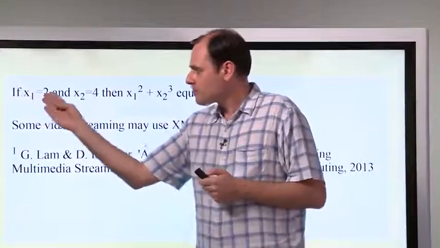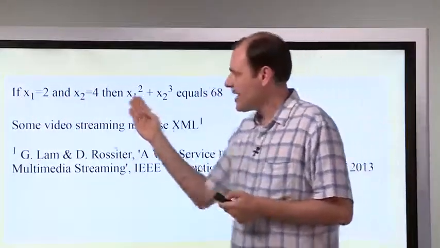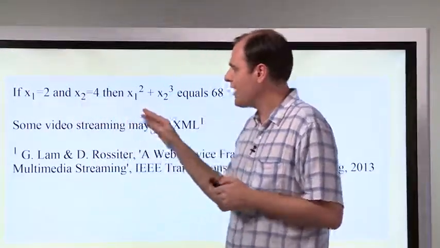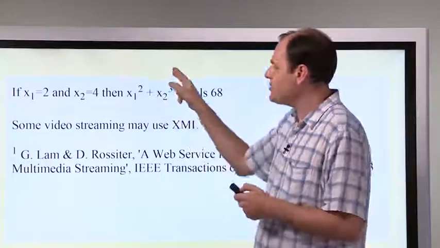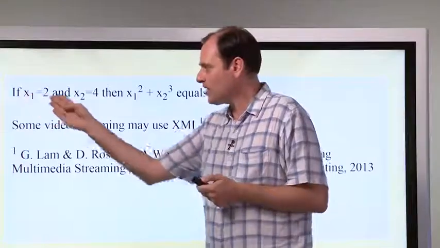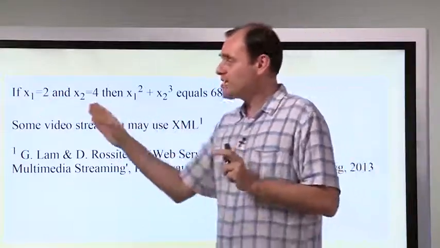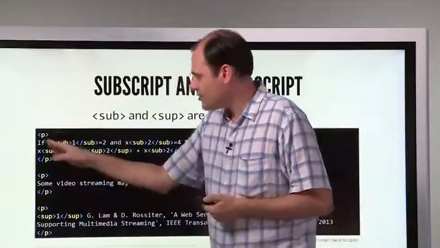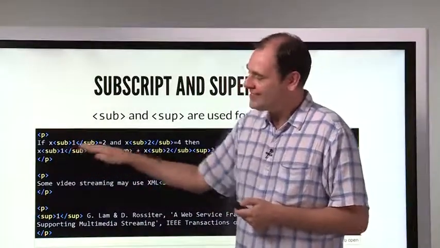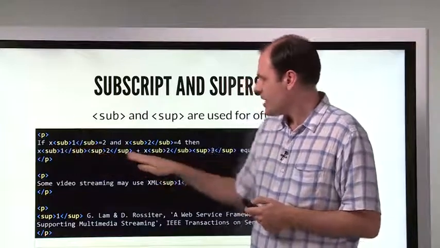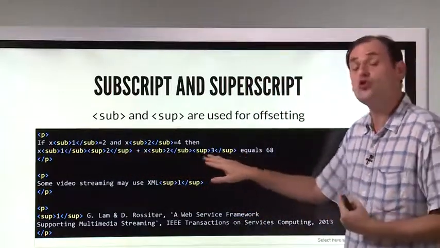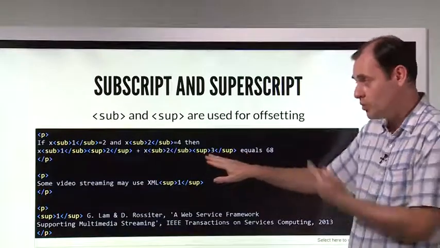So here's an example. This is a little bit of maths, okay? The only way I can get the 1 to move down and the 2 to move down, the 2 to move up, the 3 to move up, is using sub and sup. That's how I've done it here. Although it works, here's the code. Sub 1 will move my 1 down next to the X. And over here, sup 3 is going to go up, superscript, moves it up.